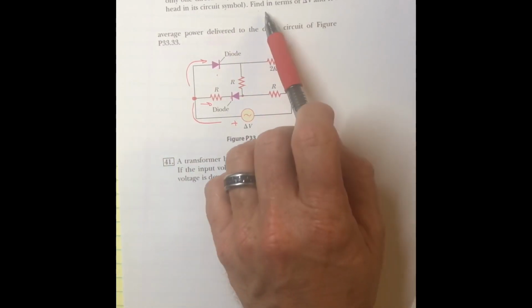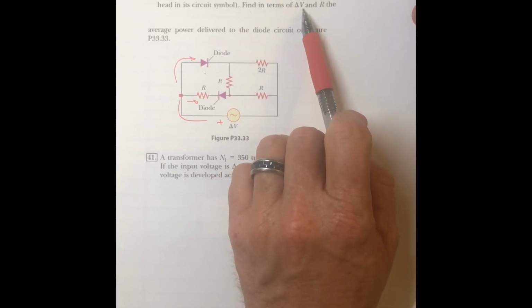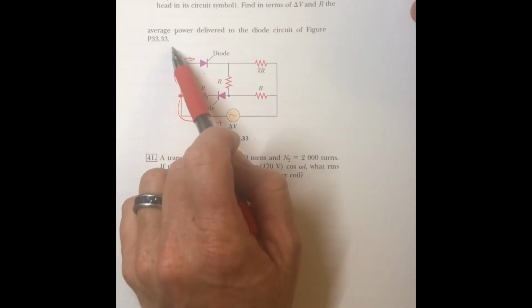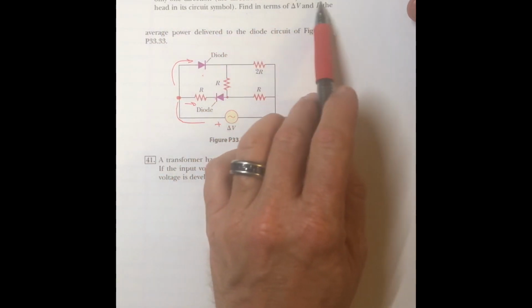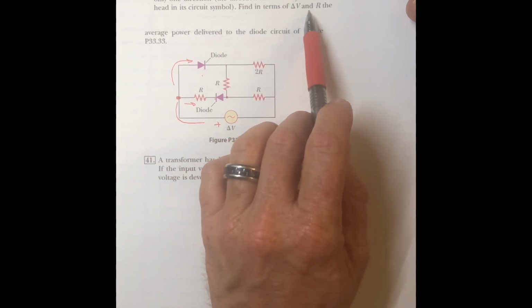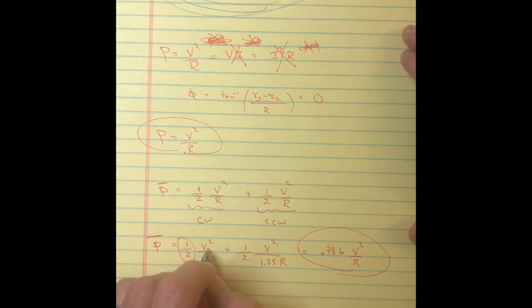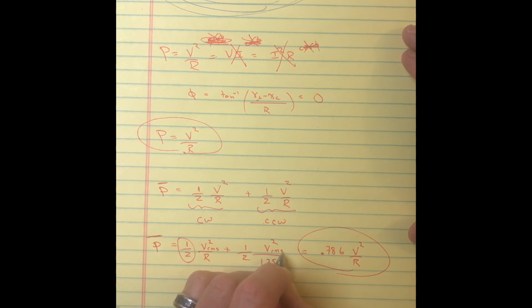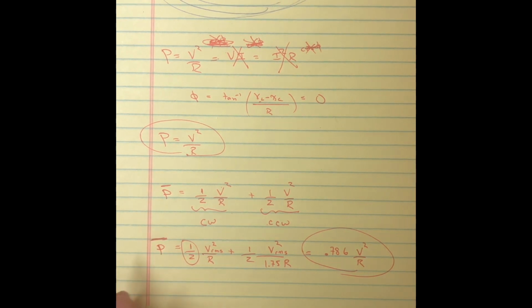I was trying to see right here if they made it clear whether this V was the maximum or the RMS. Diode is delivered, carried in one direction. Find in terms of delta V and R. Okay. They don't make it as clear as they should, but I will point out that the voltages that really need to go here in this equation for power, you get average power from your RMS voltage.